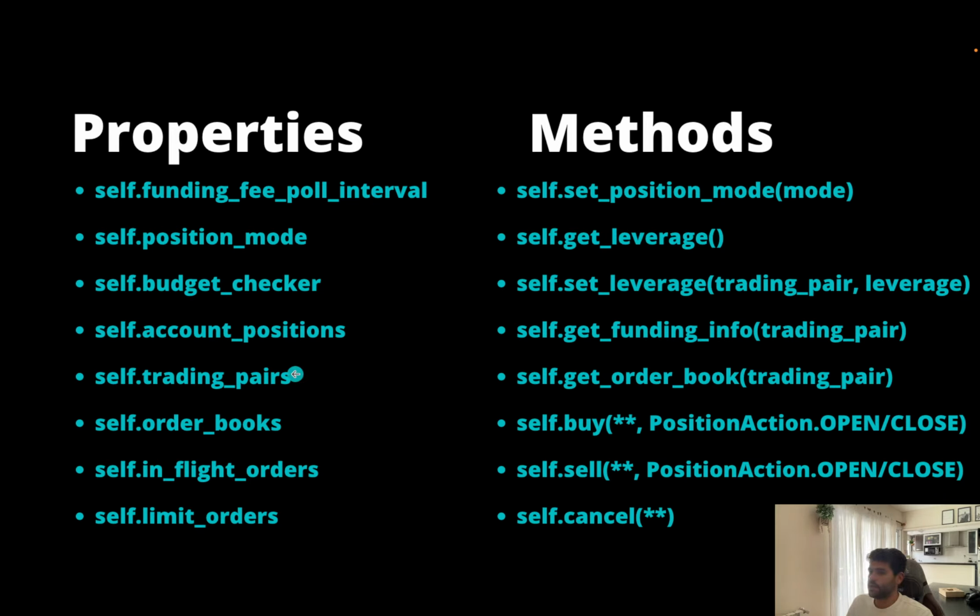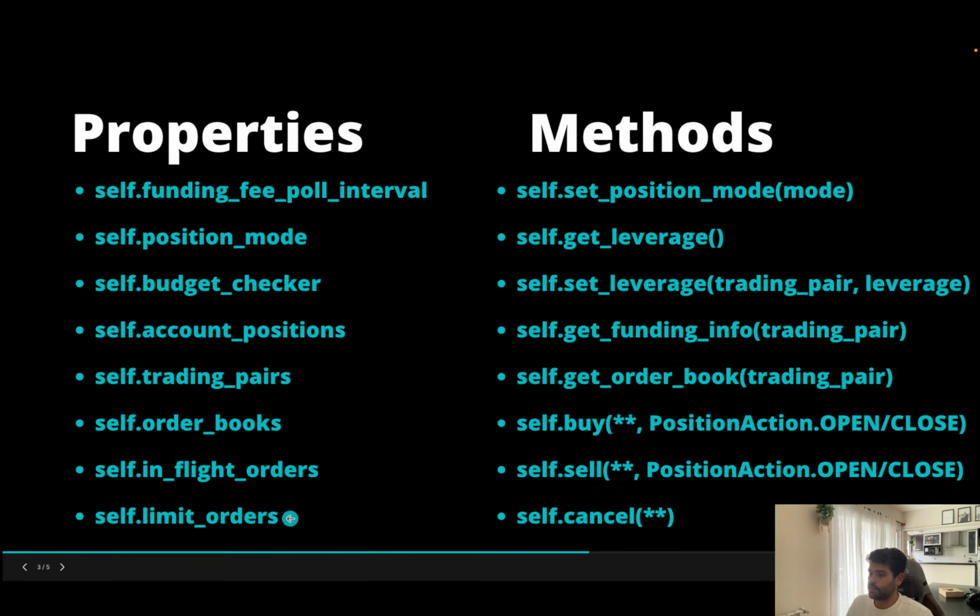Then you have the trading pairs. These are the trading pairs that the connector is using. The order books, here you can access the order books of that connector. Then the in-flight orders and the limit orders. So this is the information that you have here in properties.